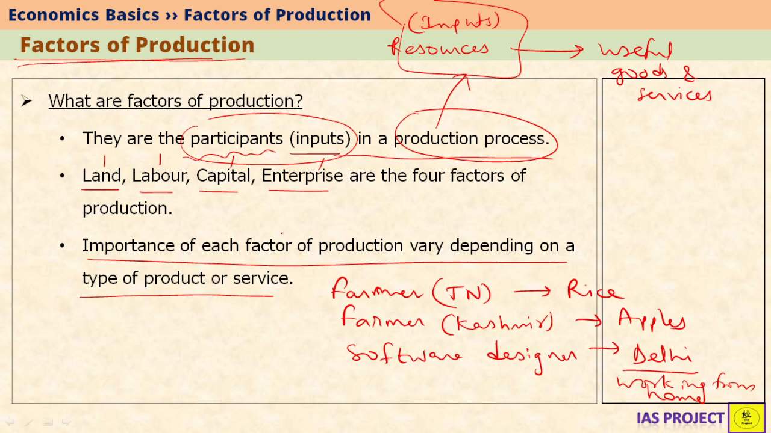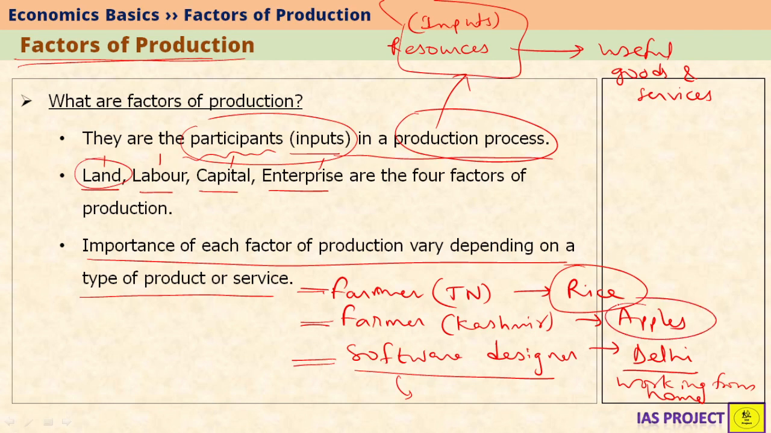Now, if we see the importance of factors of production in the lives of these three people, first let's consider a farmer from Tamil Nadu who is cultivating rice. The importance of land for him is very high. Without land, he cannot cultivate the rice. In the third case, a software designer who is working from home does not need land. He can stay at home and he can work from his home. If we consider the second example of an apple farmer from Kashmir, requirements from land may be different for an apple farmer and a rice farmer. They may need different amounts of water to raise the crop.